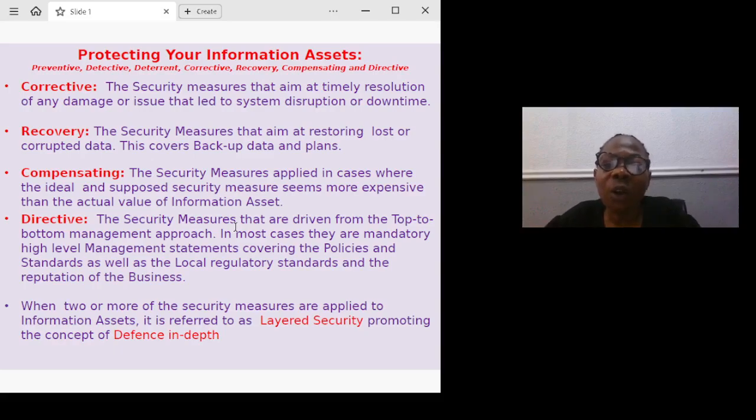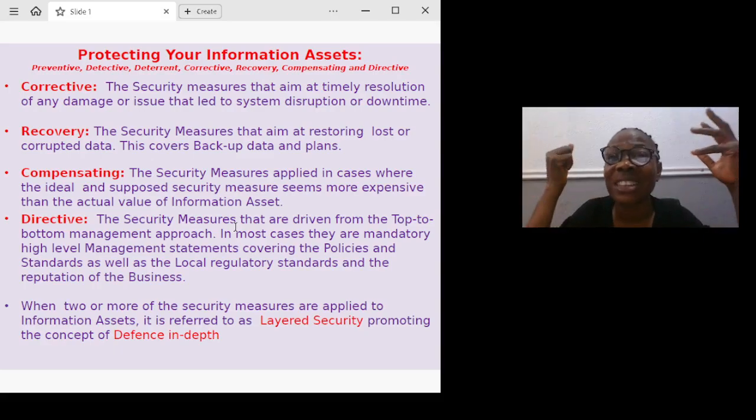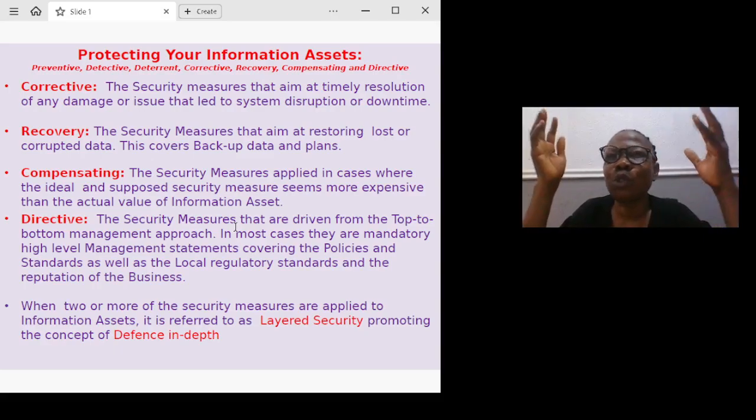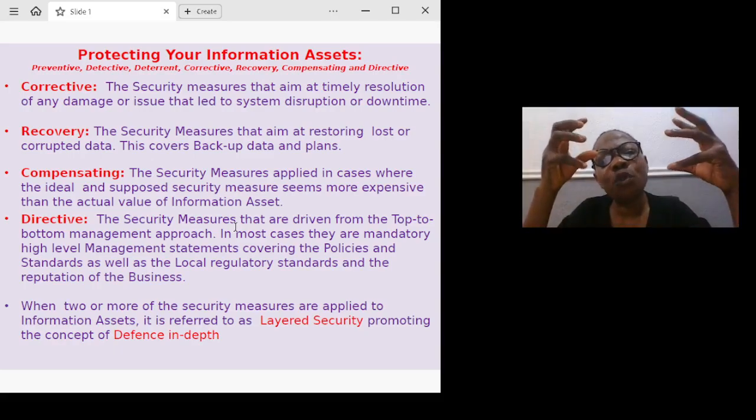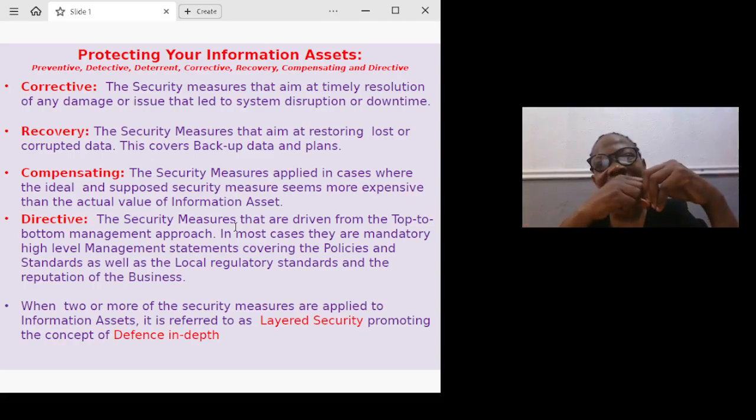Okay. Now, compensating controls are those controls you put in place when you don't really have all it takes. Very soon, we're going to discuss risks, and by the time we start discussing risks, you will understand that most of these controls, you don't just apply them. We'll get there.